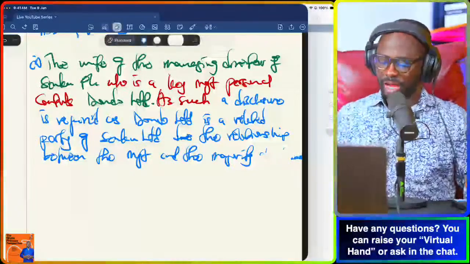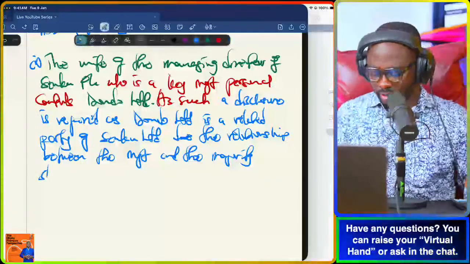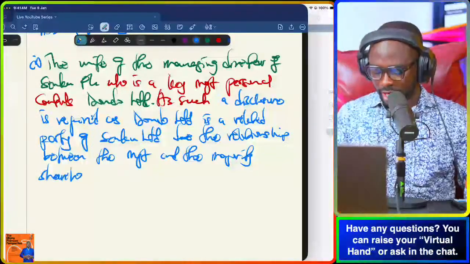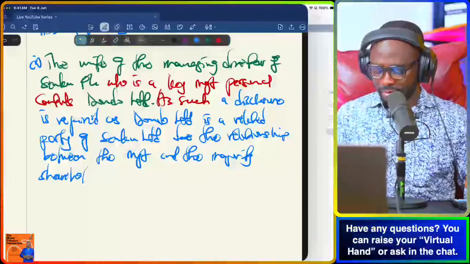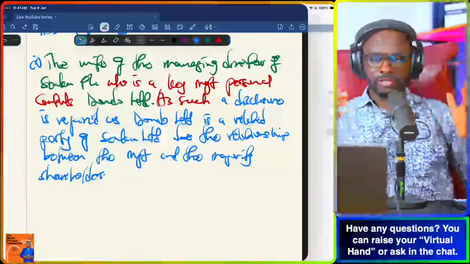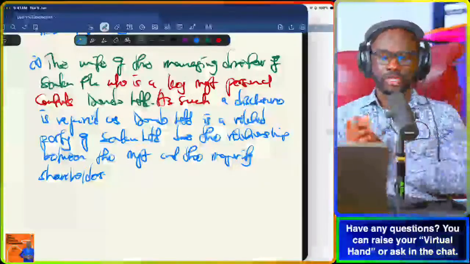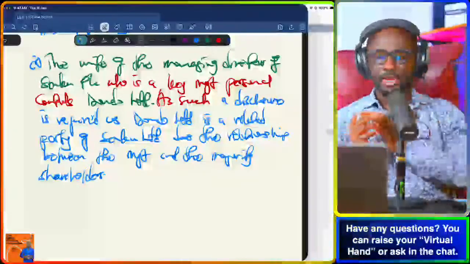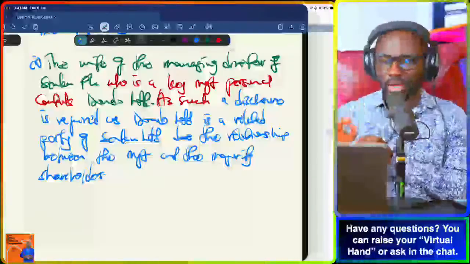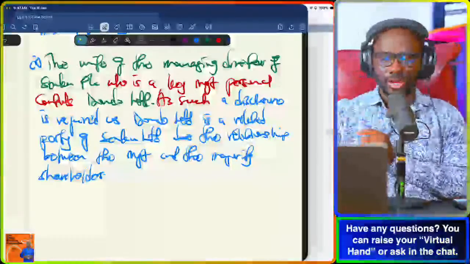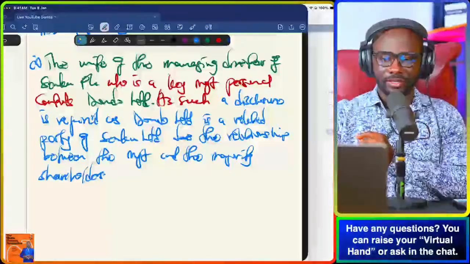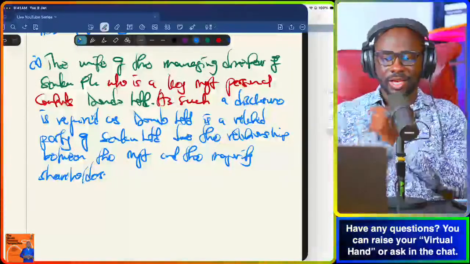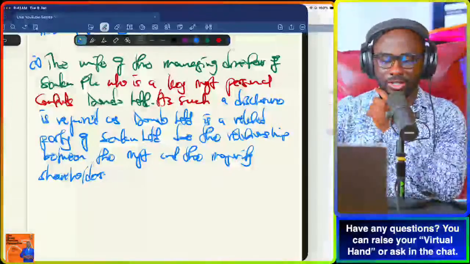I'm extending my write-up a little bit, but that kind of vibe. We are in class, so I want to just flex my muscles a little bit, but that's the idea. So this transaction is a related party transaction. It must be disclosed in the notes to the financial statement. That's the first thing we must understand there when it comes to these transactions.